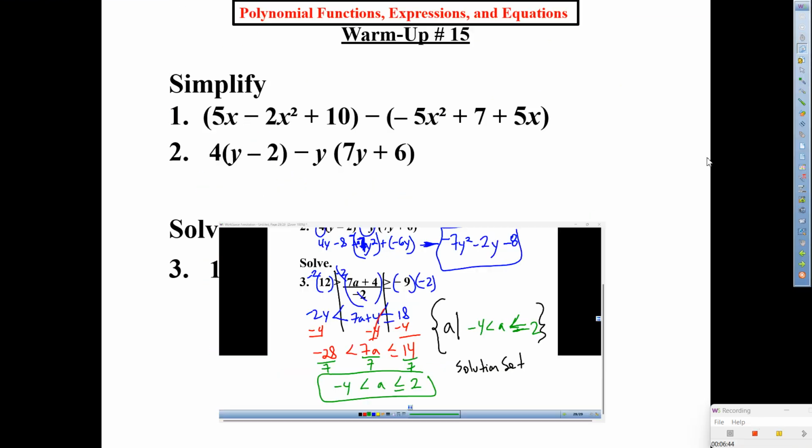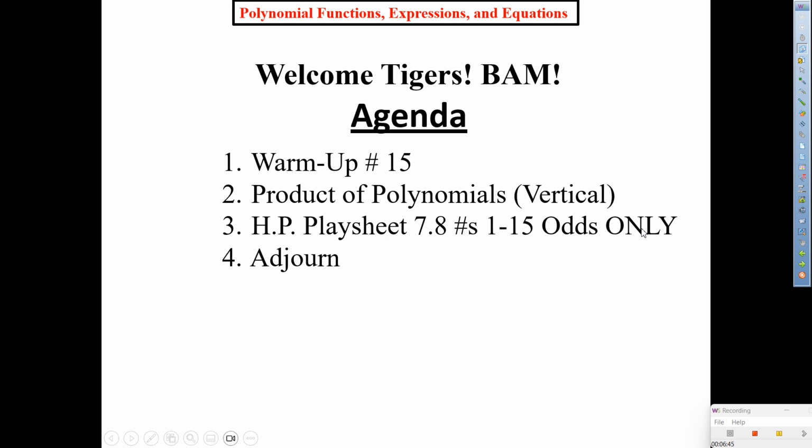Copy the agenda for today. Warm-up number 15. Tonight's home play, still product of polynomials. And notice I wrote in parentheses vertical.